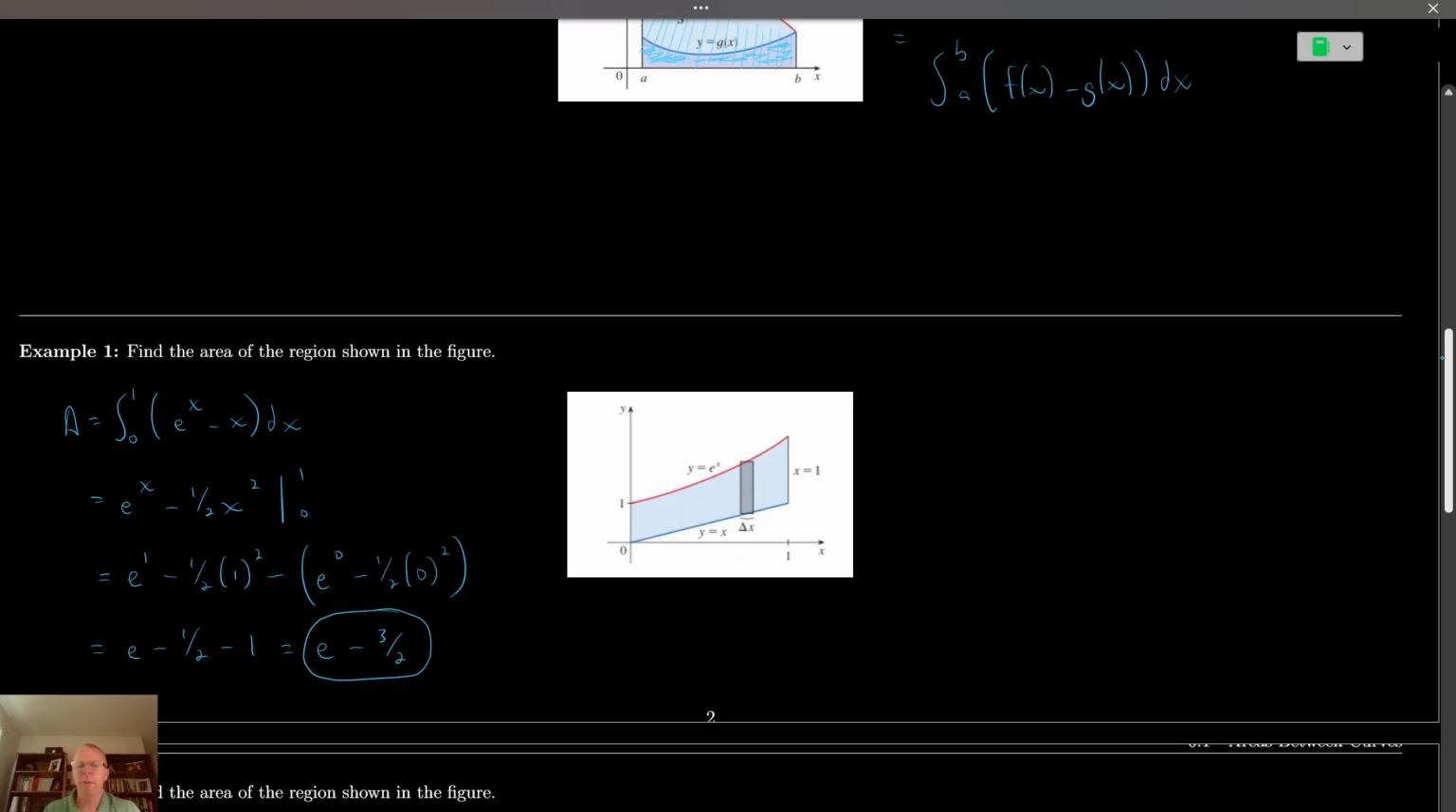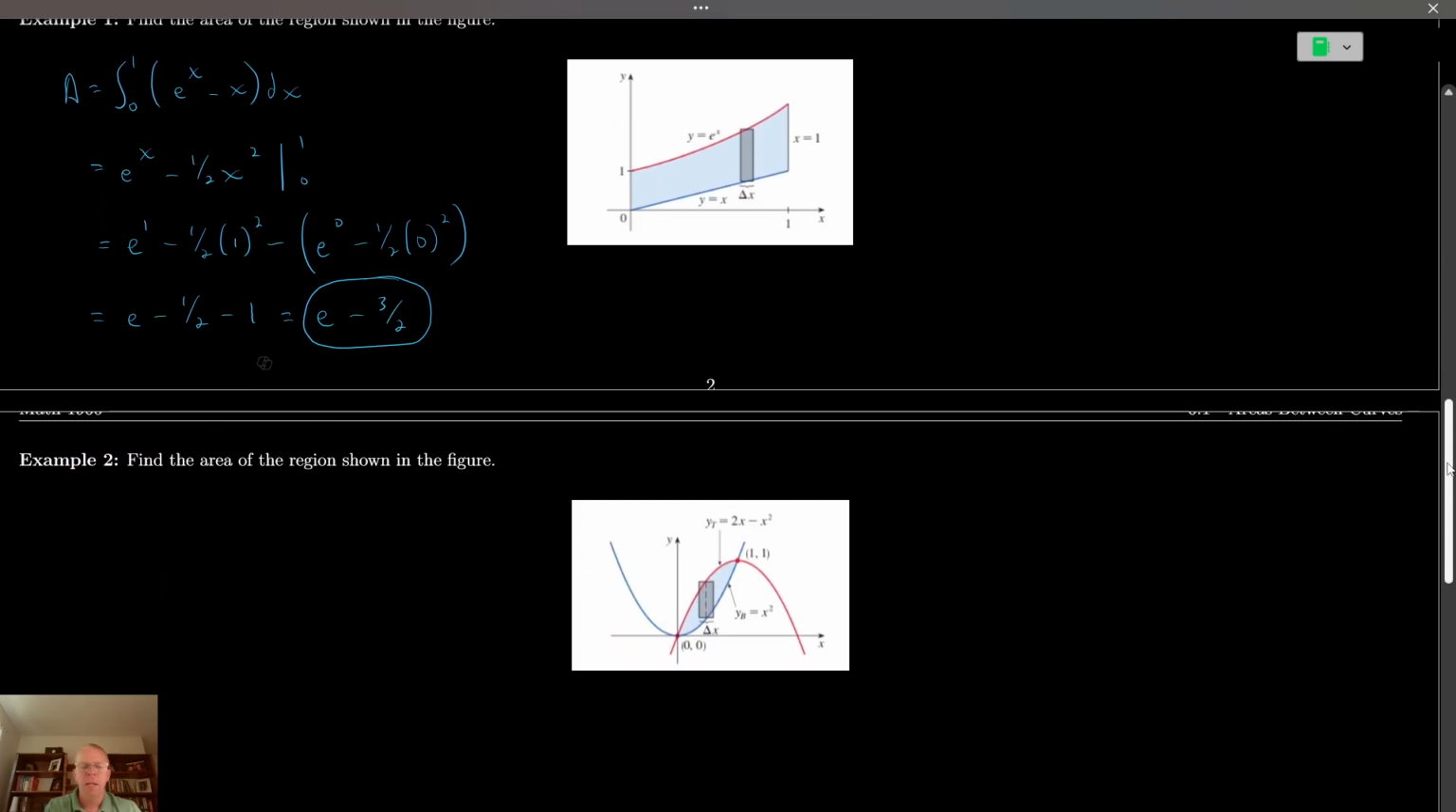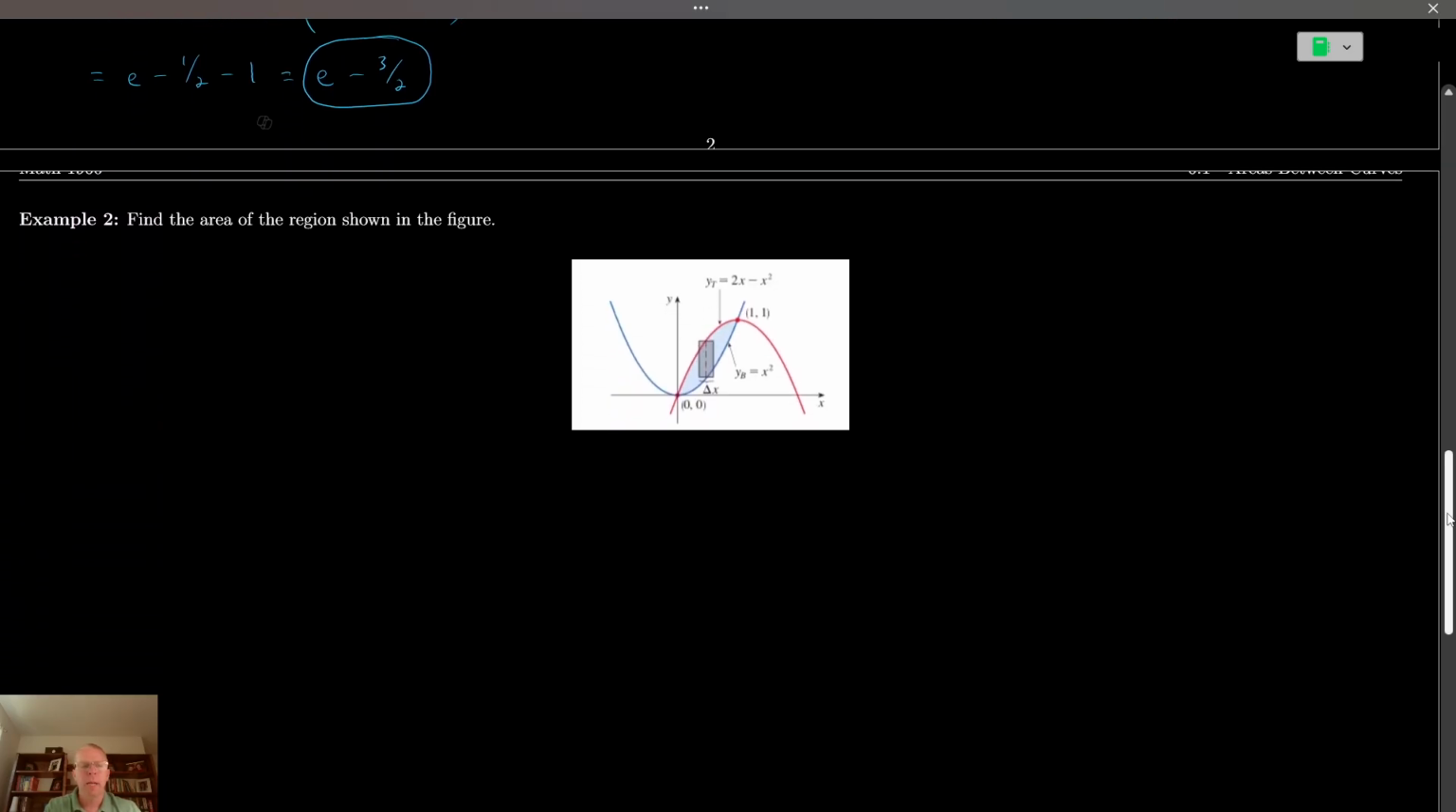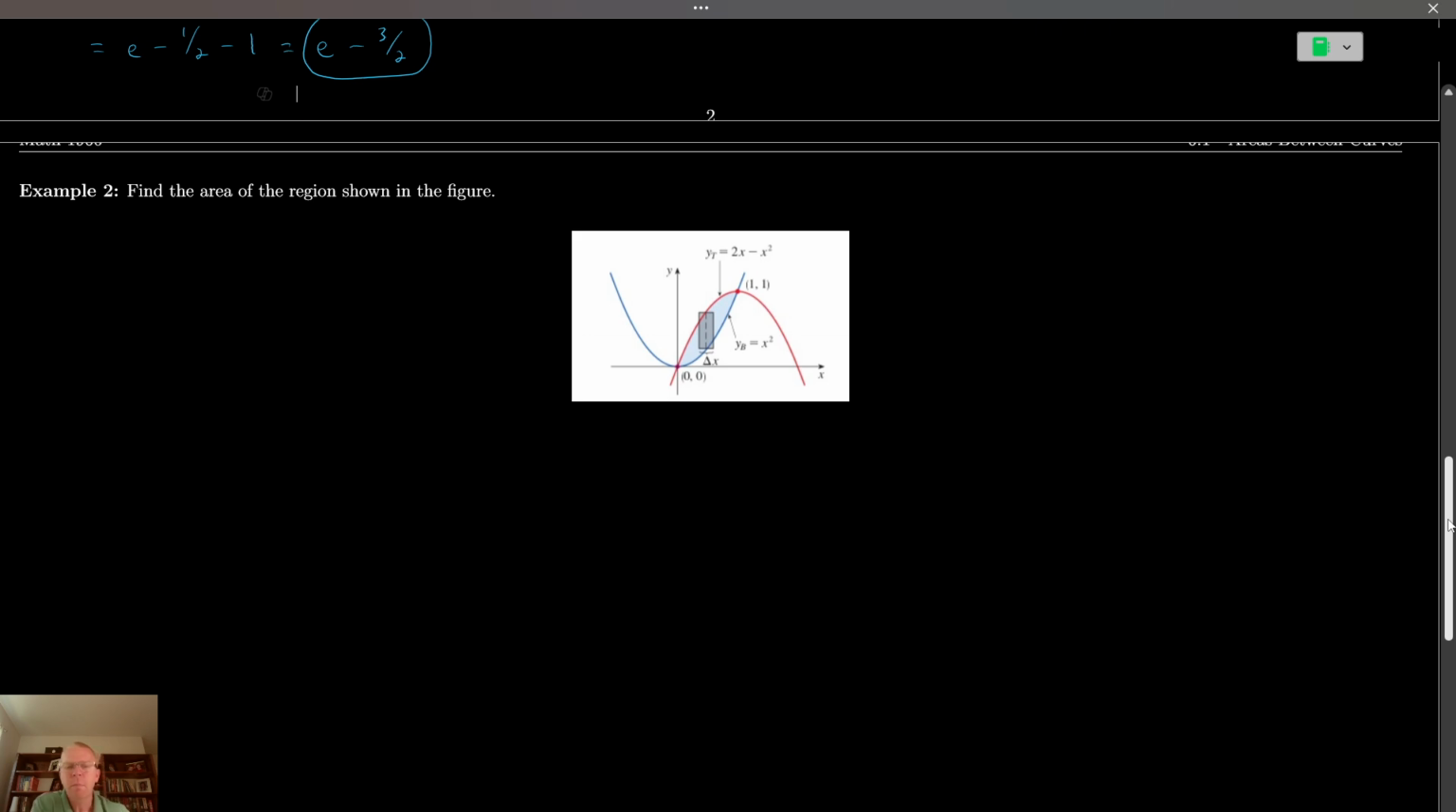Okay, so easy enough. This section is not going to be too difficult, I don't think. Next one, we have the area of this region, and you can see we have 2x minus x squared, and then we have x squared. Even though these are both curves, it doesn't matter as far as what we're doing. The main thing is to pay attention to the x part, and in this case, it goes 0 to 1, so you can't even make a mistake there.